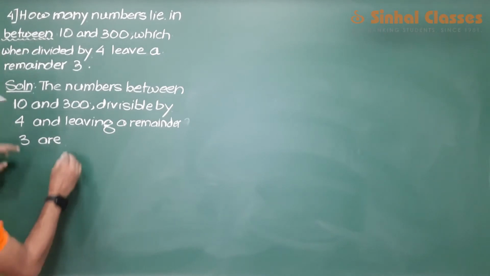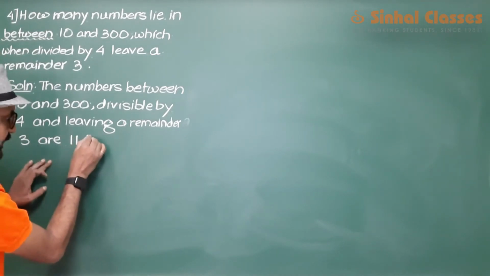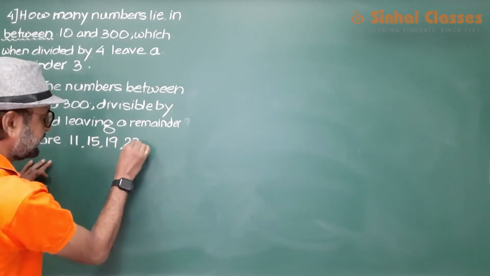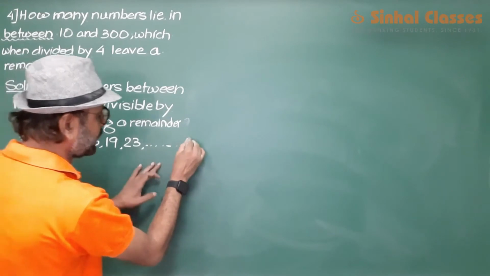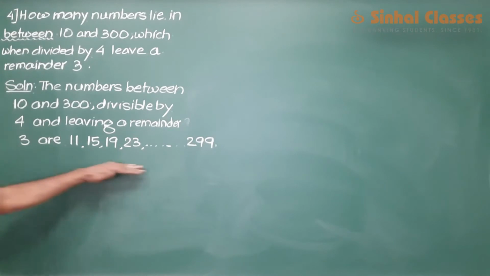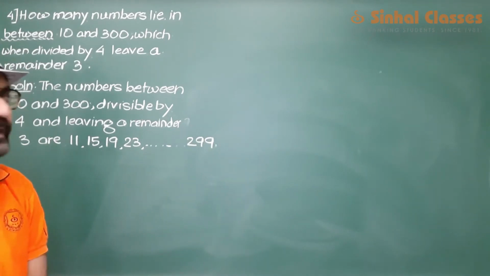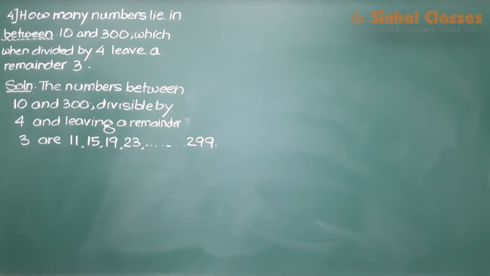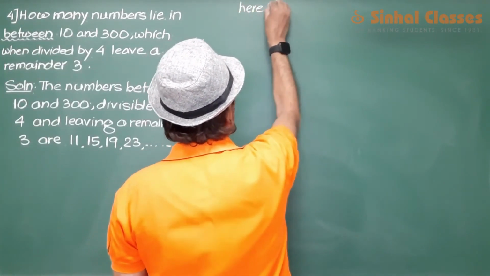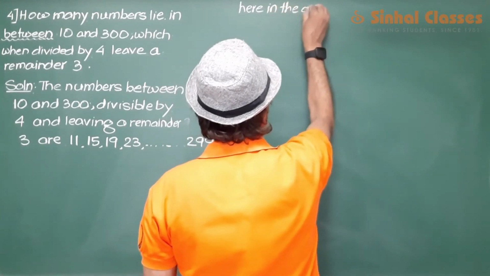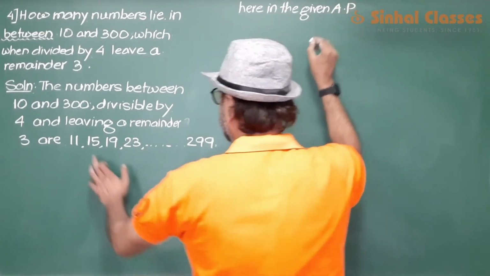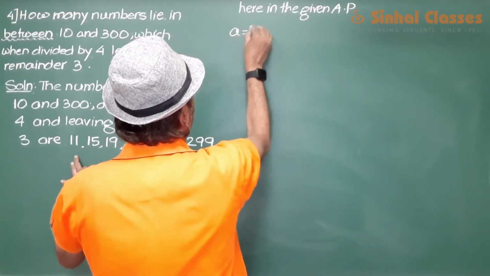We started off with 11. 11 is the first such number, then 15, then 19, 23, and the last such number in the list was 299. So this is our required AP. This is the required list. Now from this list, what we can do is, we will write here in the given AP, first number is 11.